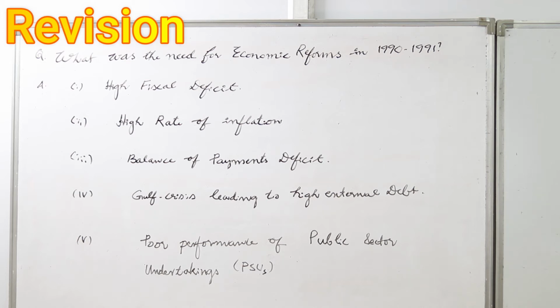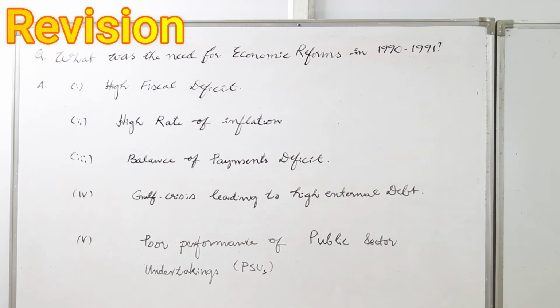Balance of payments deficit, BOP, was adverse on account of high imports and low exports. As a result, India had to borrow from the rest of the world, which increased India's burden of foreign debt. In 1991, India's foreign exchange reserves were very low. Foreign investors were losing confidence in our economy, and India had to mortgage the country's gold reserves with the Bank of England to repay loans taken from foreign countries.